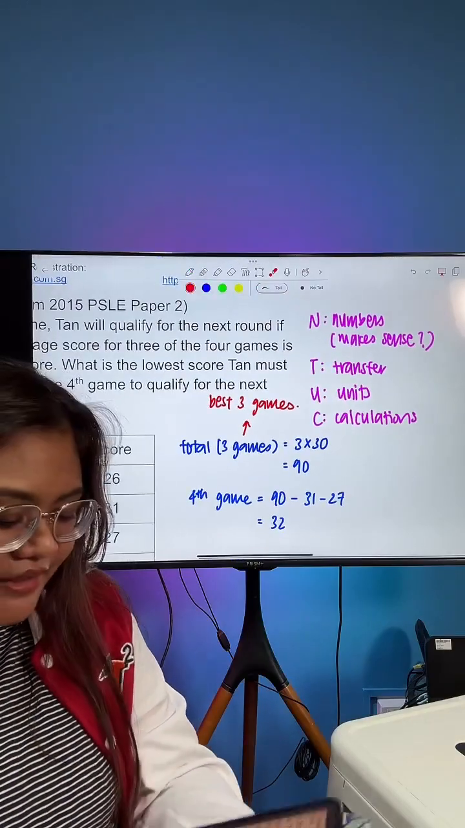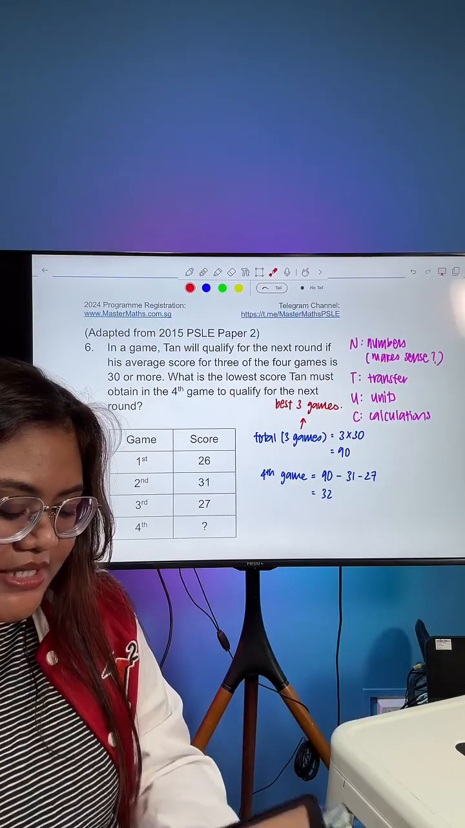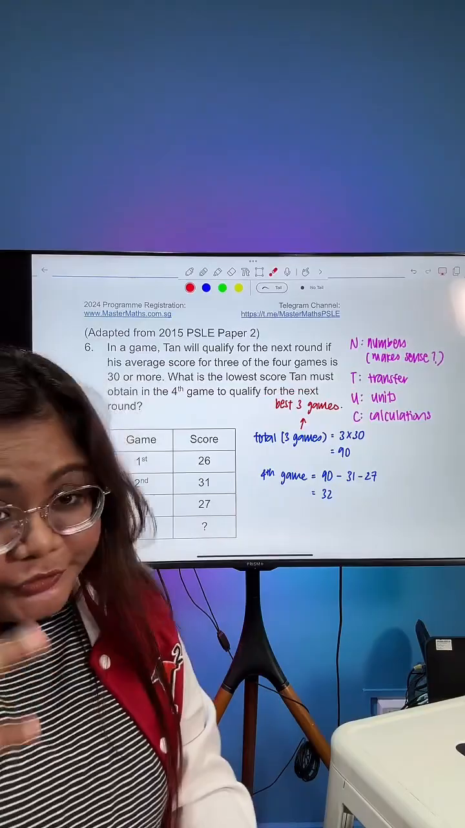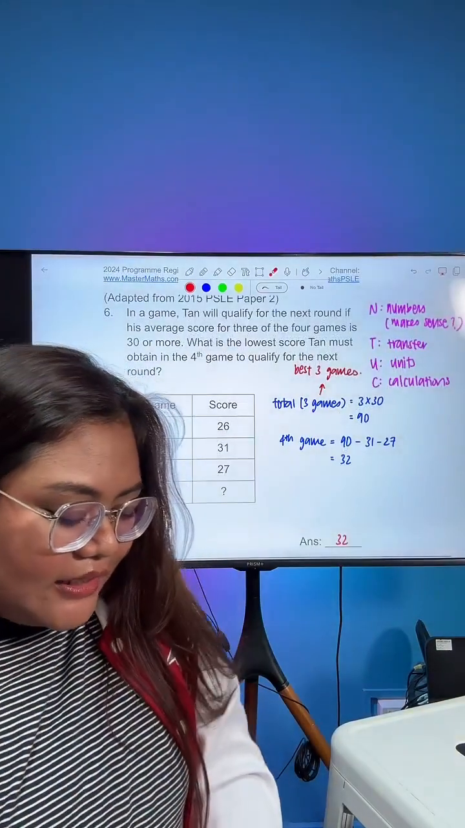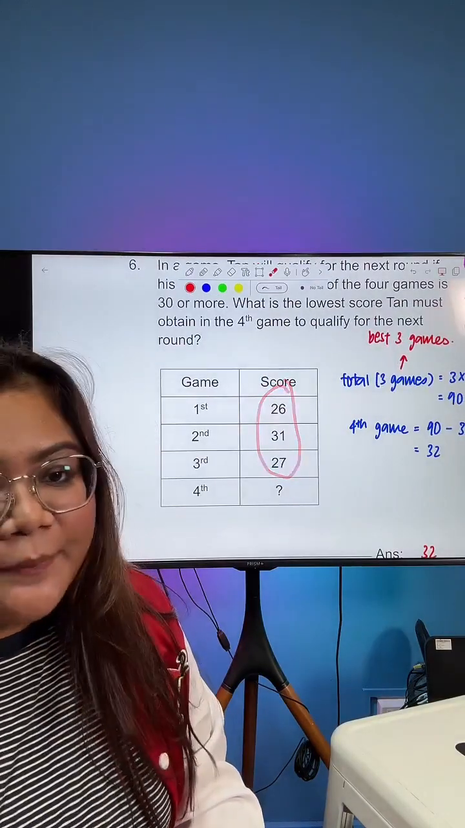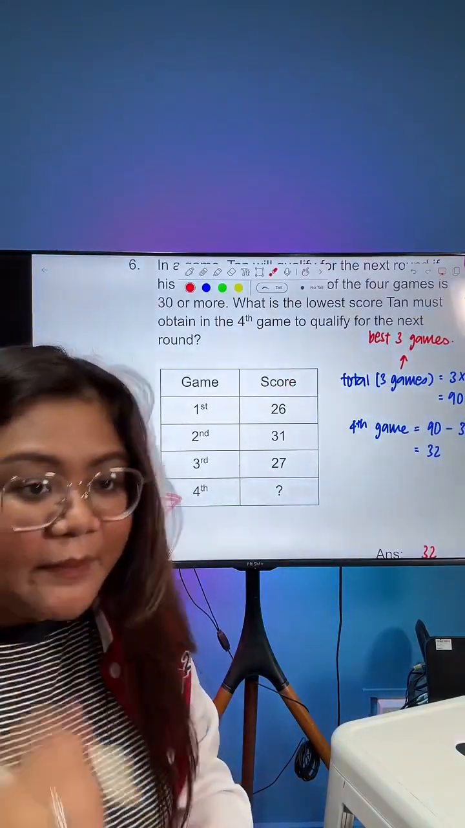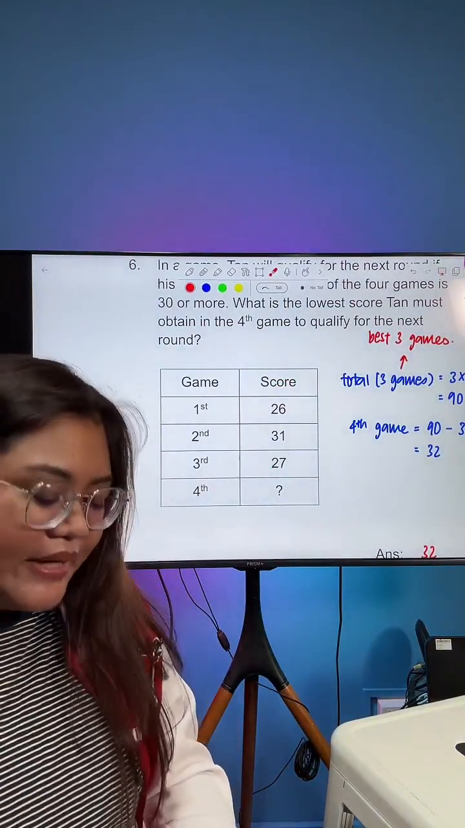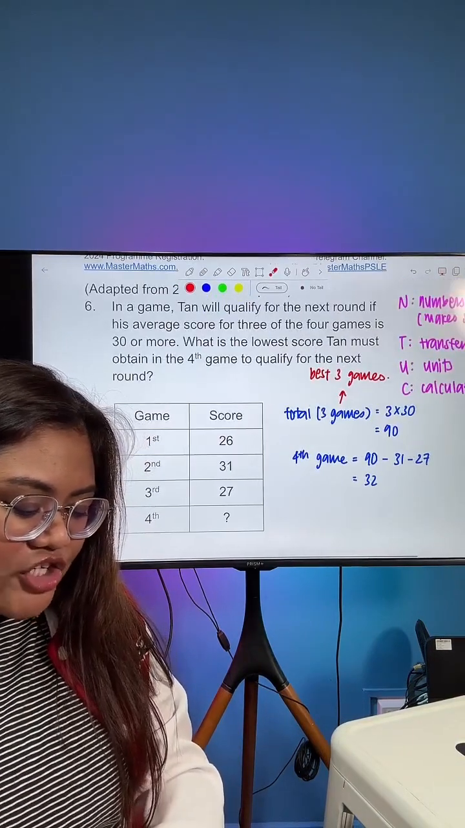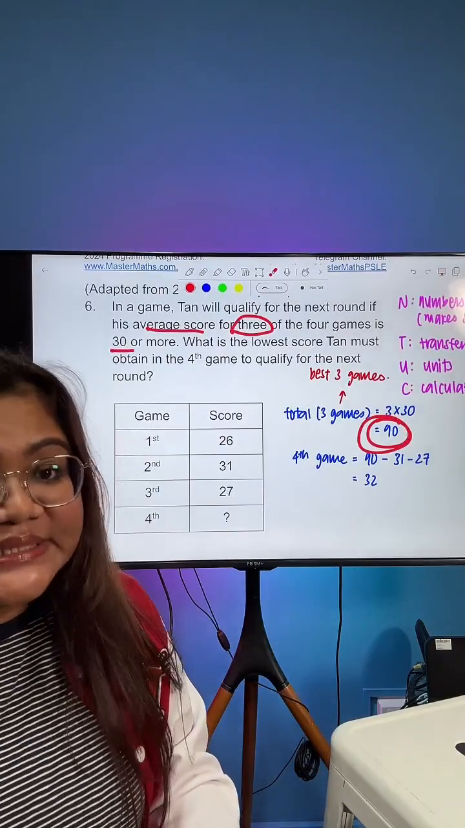Alright, so AC Delia, for question number 6 here, we want to find his best 3 games, right? You assume that of these 3 games that he has already played, it is not yet the best because he wants to qualify for the next round. Of course, the next game he must do even better, right? You always want to do the best in your games, right? So what we are going to do is, since the average is 30 for 3 of the 4 games, the total must be 90.